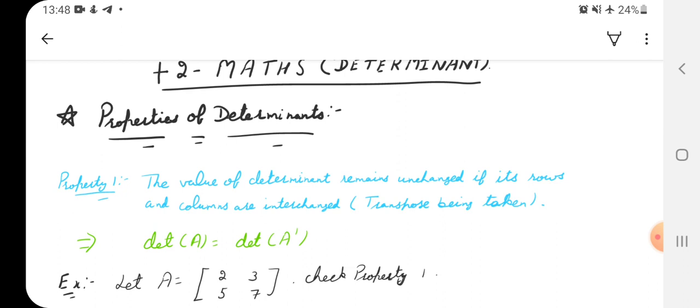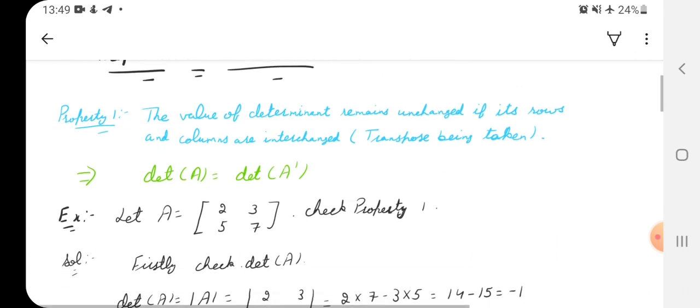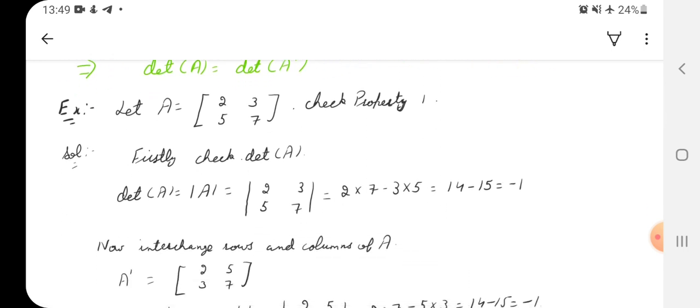Now we can take any example and check this property, that the determinant of matrix A will be equal to the determinant of A transpose, right? So now let me take one example which says, let A be equal to 2 3 5 7, and they said check property 1. That means whenever we change the rows and columns, the determinant will remain the same. That is, the determinant of A will be equal to the determinant of A transpose.